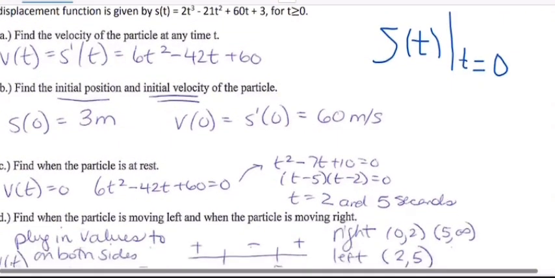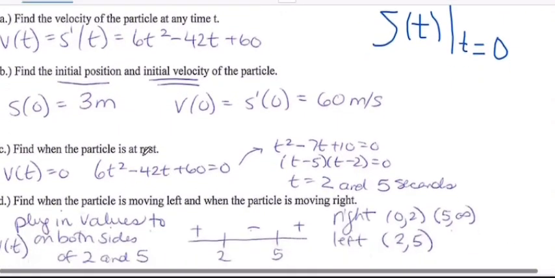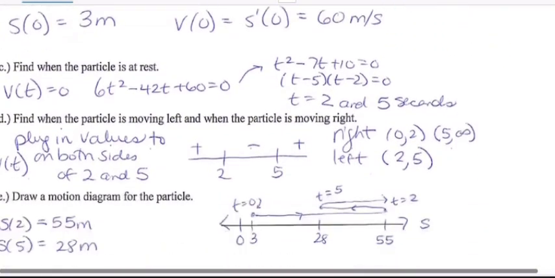Now, if I want to find when the particle is at rest, I told you the other time, the particle is going to be at rest when velocity equals 0. Now, the velocity function you got after differentiating the displacement is this. You're going to set that equal to 0, then solve for t. Solving for t, you actually want to know the time that the particle will be at rest. That gives 2 and 5 seconds. Now, the next question said, find when the particle is moving left and when the particle is moving right.